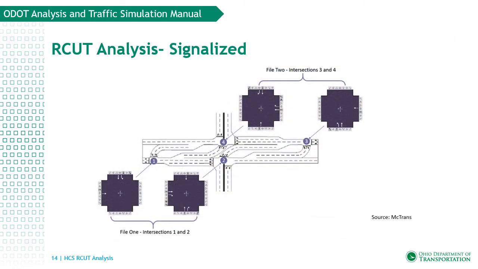When conducting an RCUT analysis with traffic signals, the Streets module should be used in HCS. Two files will be required for this analysis, one for each direction of travel, essentially cutting the RCUT in half. The files must have opposite forward directions.